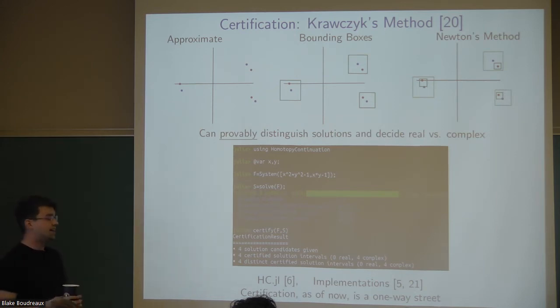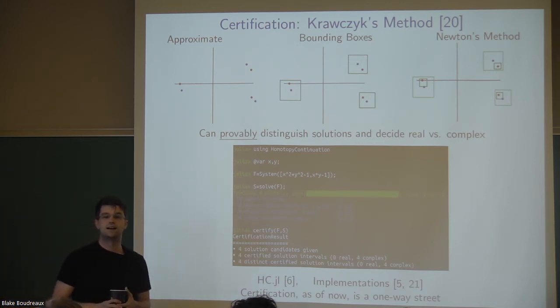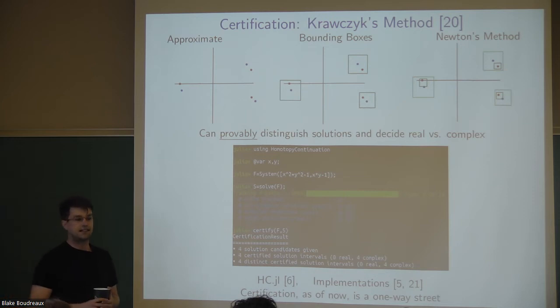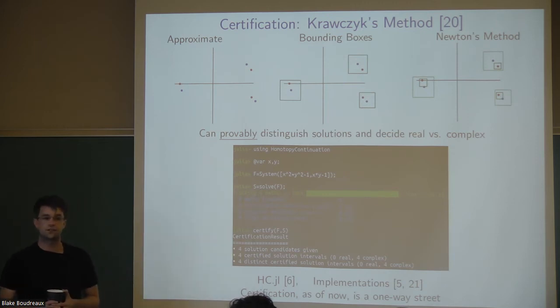This is a one-way street, though. Just because I have certified that I have found a bunch of solutions does not mean I have certified that I have found all of the solutions. And that's a big area of research in numerical algebraic geometry: how do you verify that you found all of the solutions without having some theoretical upper bound, right?